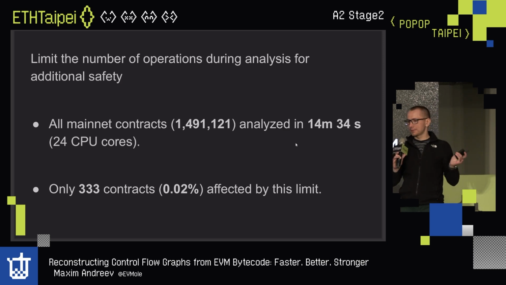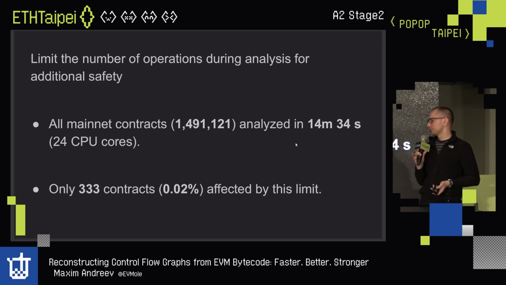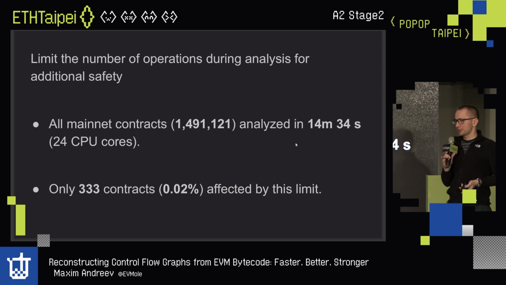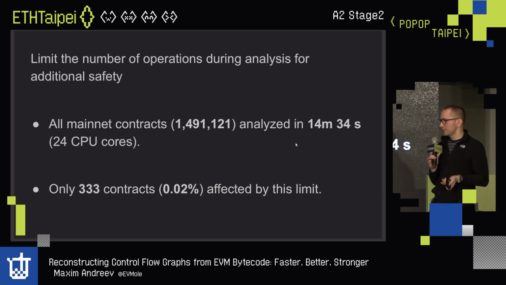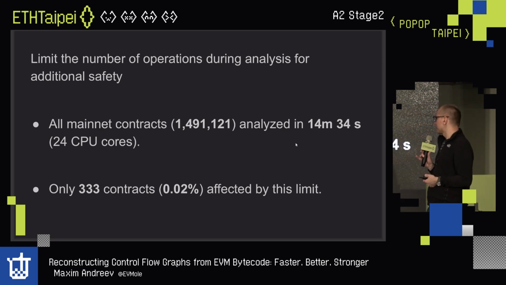If for some reason my algorithm is not working, we don't want to spend infinite time, so I limit it to, I don't remember, maybe 500,000 operations or maybe less, but it affects only a few contracts of all mainnet contracts. And by the way, all mainnet contracts, about 1.5 million, were analyzed in 13 minutes on 24 CPU cores. So this algorithm works very well and failed only in a small number of contracts.